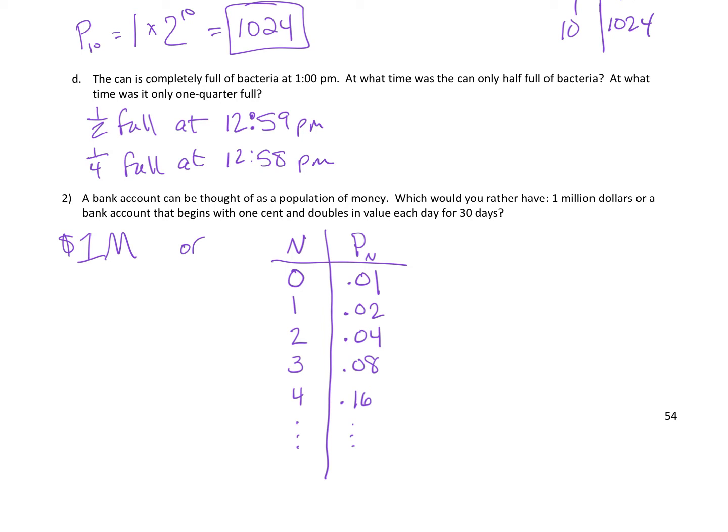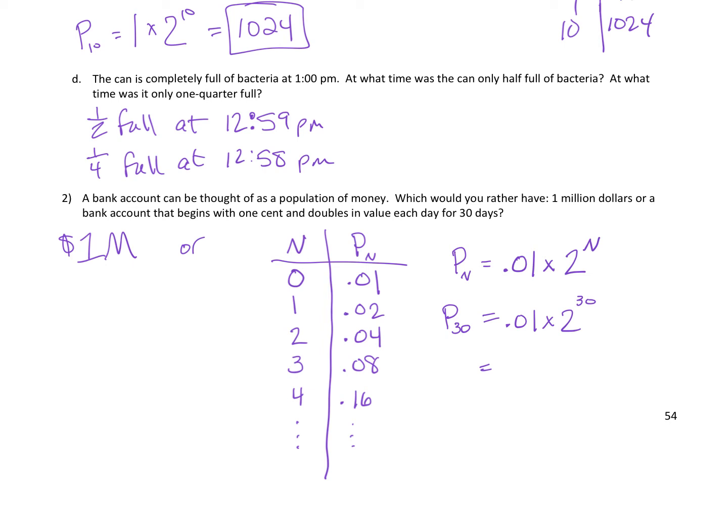So I could put in 30 entries into this table, or it might be quicker if I write a formula. My population starts with 1 cent and it just keeps doubling. So I'm multiplying by 2 over and over again, n times. So times 2 to the n. That means P sub 30 after 30 days is 0.01 times 2 to the 30th. And for this, I need a calculator.